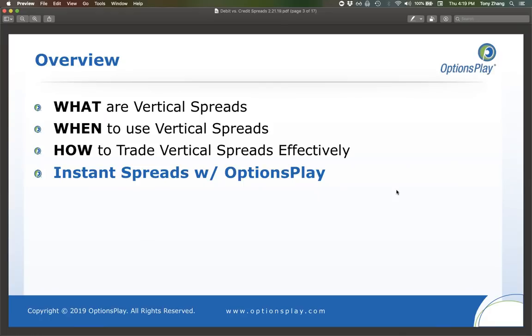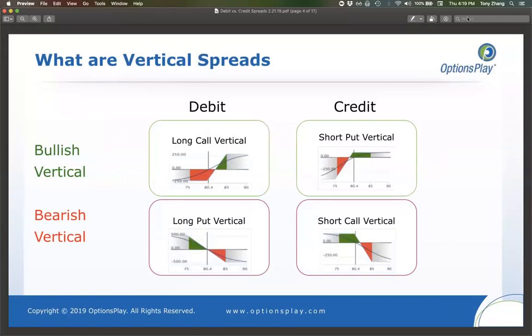So before I get started, I just want to do a quick poll here for those of you that are here. I just want to get an understanding of how many of you have traded debit versus credit spreads, which ones you have traded, and how many of you are here just simply to learn because you've never traded one of these strategies before. So please just answer the poll on your screen.